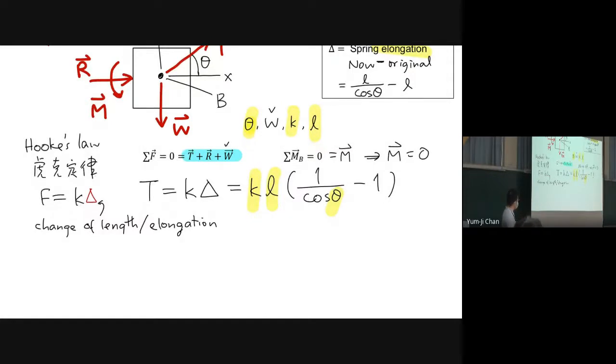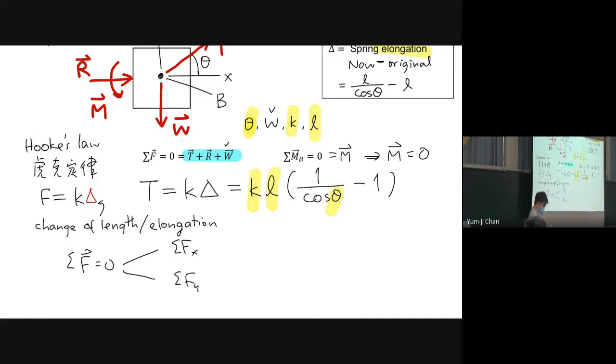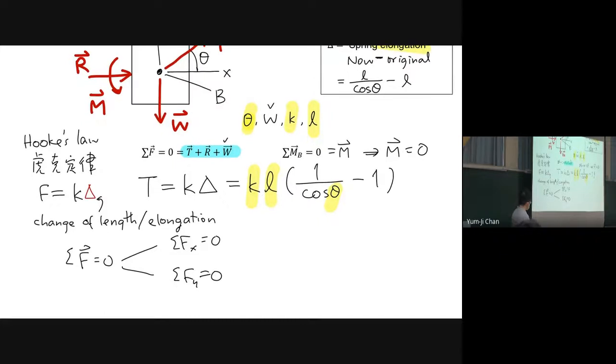Now we can take this equation, and because there are actually two equations here, summation F equals 0, we have summation Fx equals 0 and summation Fy equals 0. Of course, you can try different ones, but I am using summation Fy equals 0. Of course, you can try using Fx equal to 0. You will get the same results. But I'm using Fy equals 0.